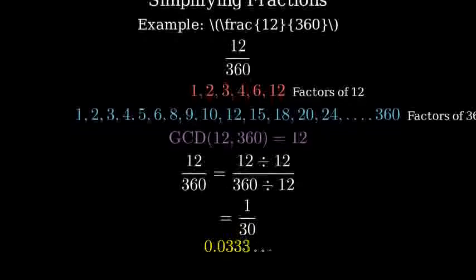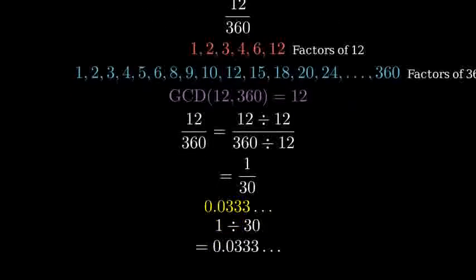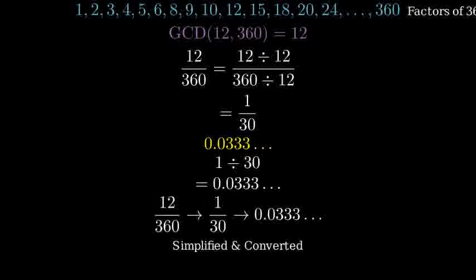30. Now, let's convert the simplified fraction into a decimal. By performing the division of 1 by 30, we calculate that the decimal representation is 0.033 recurring. Therefore, the simplified form of the fraction 12 over 360 is 1 over 30, and its decimal representation is approximately 0.033.